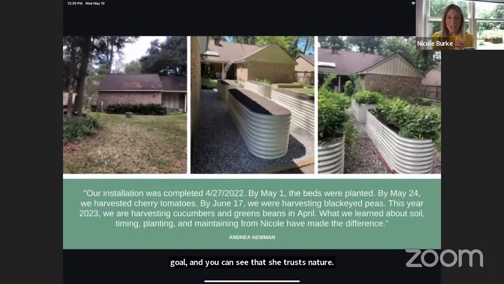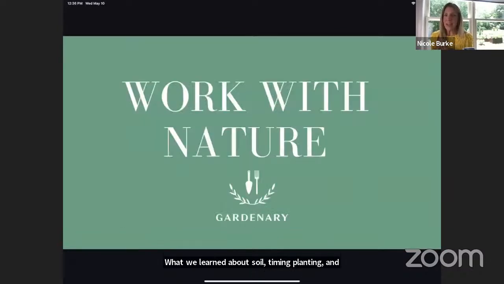This is Andrea. She said our installation, look at these dates, was installed 4/27/2022. By May 1st, the beds were planted. By May 24th, we harvested cherry tomatoes. By June 17th, we were harvesting black-eyed peas. This year, we're already harvesting cucumbers and green beans in April. What we learned about soil, timing, planting, and maintaining from Nicole have made the difference. That's crazy timing, right?